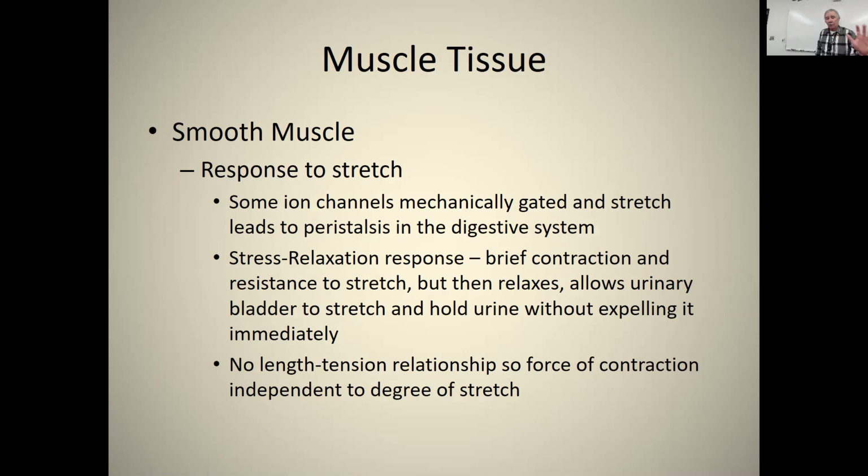There's no length-tension relationship. So force of contraction is independent of the degree of stretch. It doesn't matter how stretched or not stretched smooth muscle is, it always generates the same amount of tension. That's not true for skeletal muscle, and skeletal has an optimal length to get optimal contraction. Not true for smooth muscle. Okay.